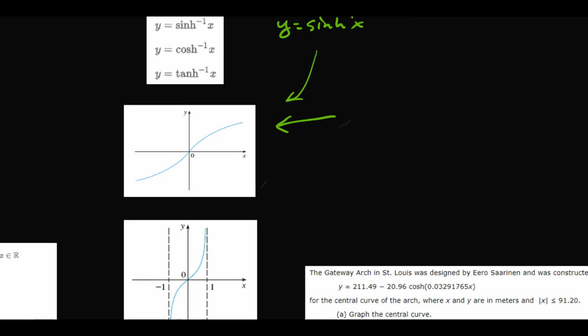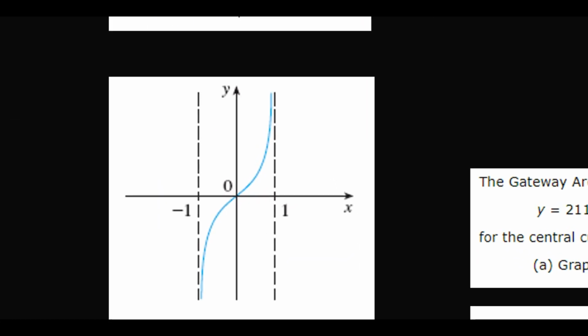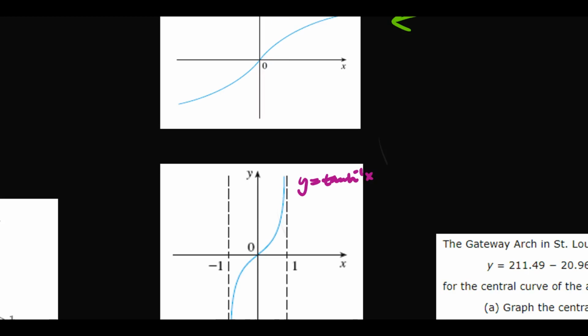The second graph here, this is inverse hyperbolic tangent. Kind of looks like tangent, doesn't it? Y equals inverse hyperbolic tangent of x. But tangent goes between pi over 2 and negative pi over 2. This goes between 1 and negative 1. All right, and so those are the graphs of them.